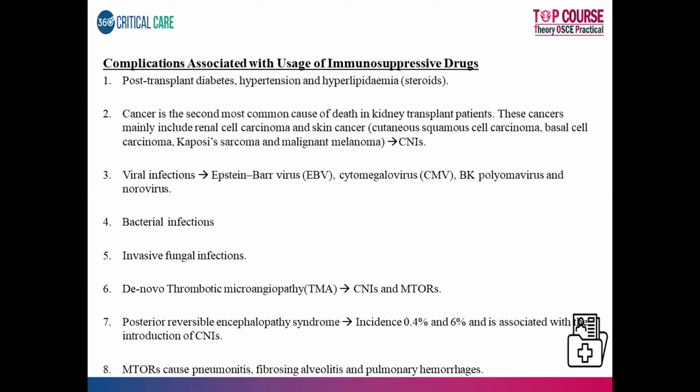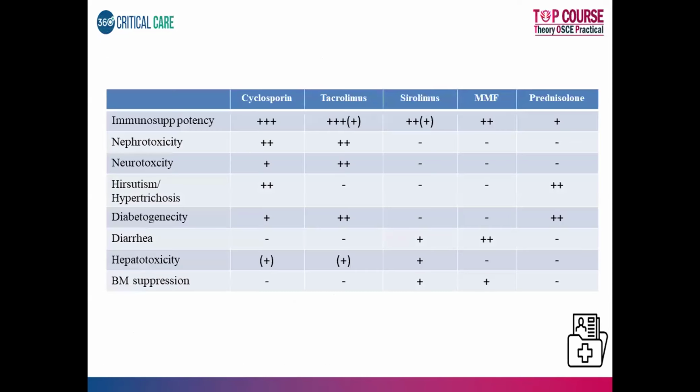So it causes hypertension, right? The most common adverse effect with CNIs is the hypertension which it causes. So it may lead to PRES. And the mTOR inhibitors, that is rapamycin inhibitors, may lead to pneumonitis, fibrosing alveolitis, and pulmonary hemorrhages. Basically, they involve the lung. So this is one small table which tells about the different drugs which we use commonly.